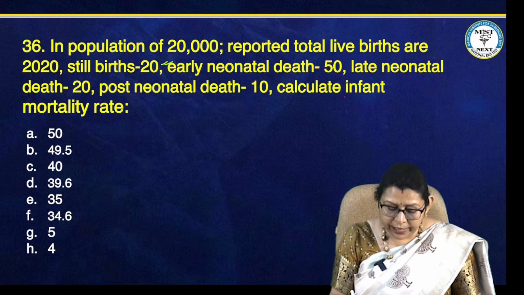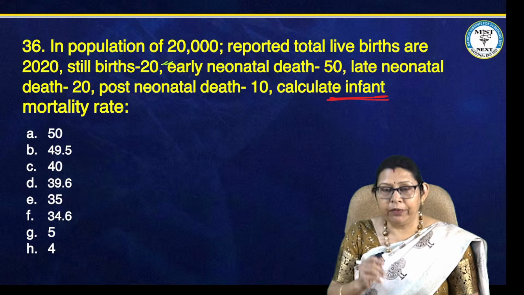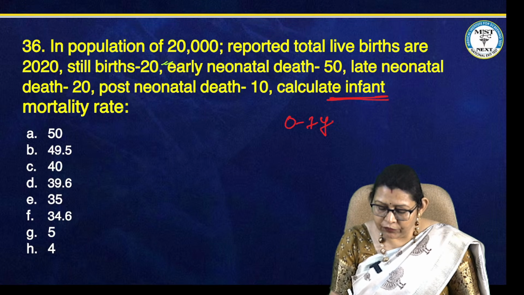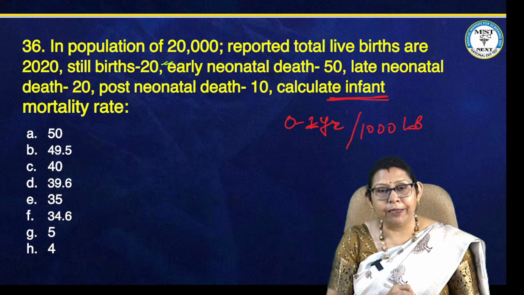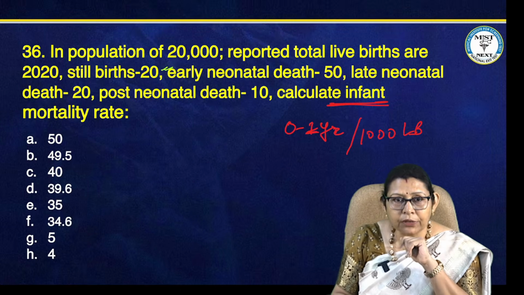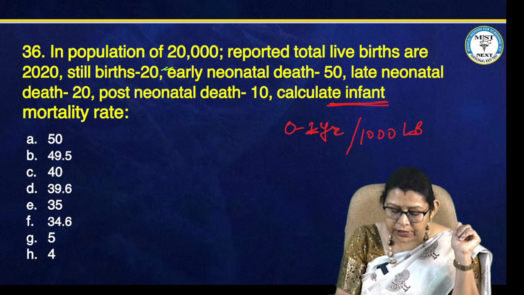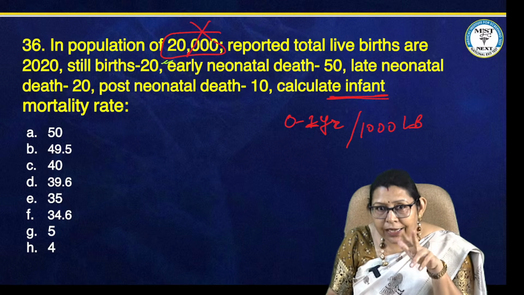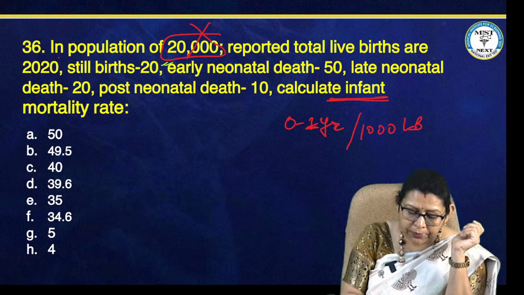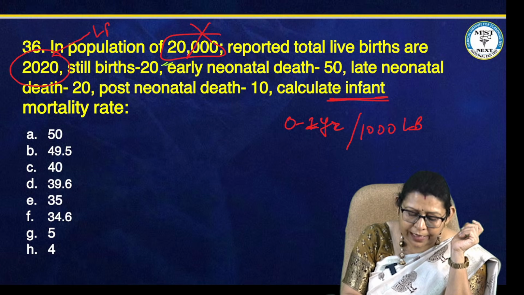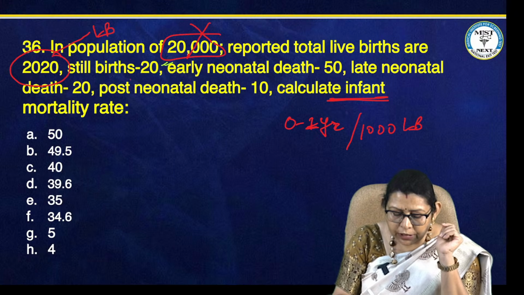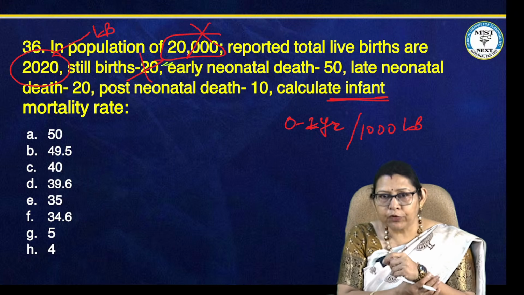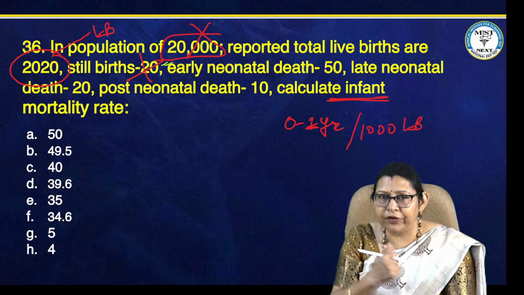Next is calculate the infant mortality rate. Infant मतलब 0 to 1 year की deaths है. Again per 1000 live births. ठीक है. अब see the question. Total population 20,000 है. I am not concerned with the total population. Ignore this value. Now total live births is 2020. अब यहाँ पे already they had given me the live births. I am not bothered about the stillbirth. ठीक है. क्योंकि stillbirth is not counted as an infant death.